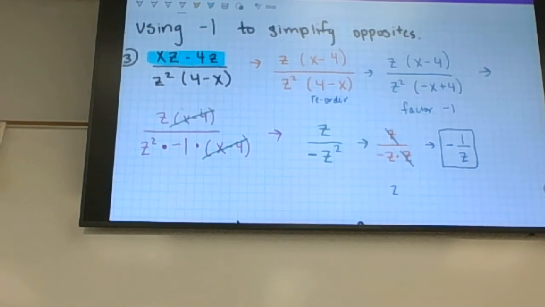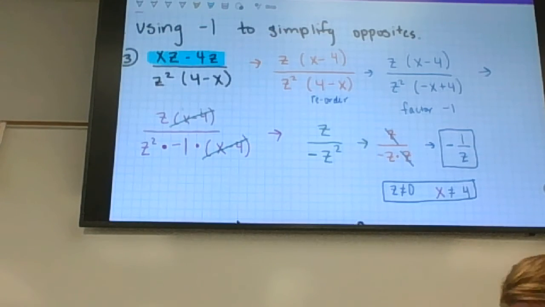So for this one, z cannot be 0, and z cannot be 4. Oh, that was a mistake all the way through. Oh, wait a minute. Yeah, it would be x. That's an x there, Torian, thank you.